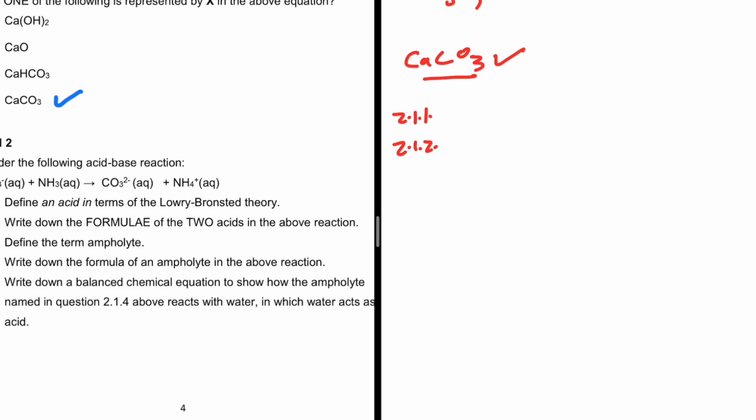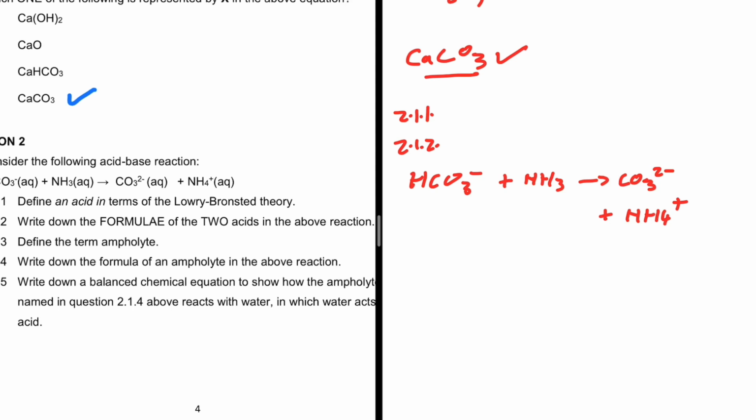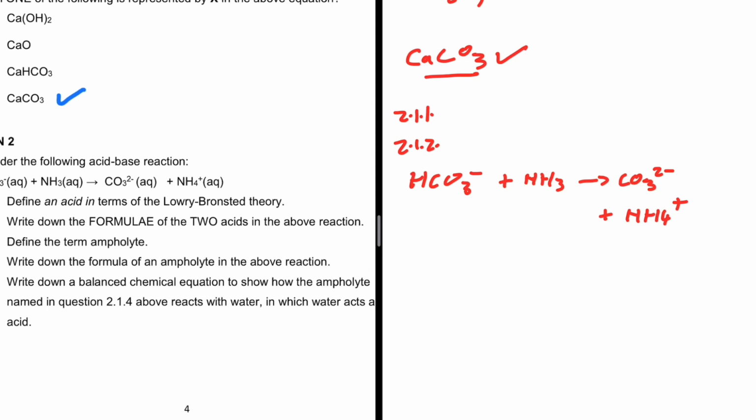Well, we are back to acid-base conjugate pairs. Let's go ahead and do that one more time. HCO3 minus plus NH3 to give us CO3 2 minus plus NH4 plus. Right, so we have done 2.1.1. We've already defined what an acid is according to the Lowry-Bronsted theory. Now we need to write down the formula of 2 acids in the above reaction.